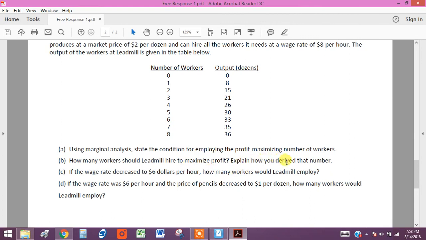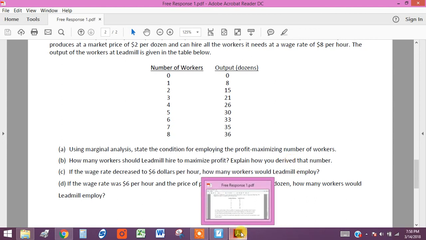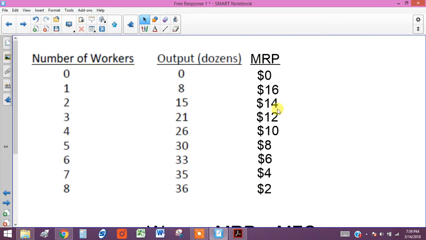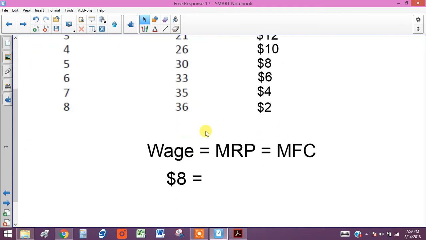And then part B, we just figured that out. And you can explain how you would derive it by simply explaining in words what I just did. You calculate the marginal revenue product from the total output over here, and then you find that point where marginal revenue product equals the wage. So you want to explain that.